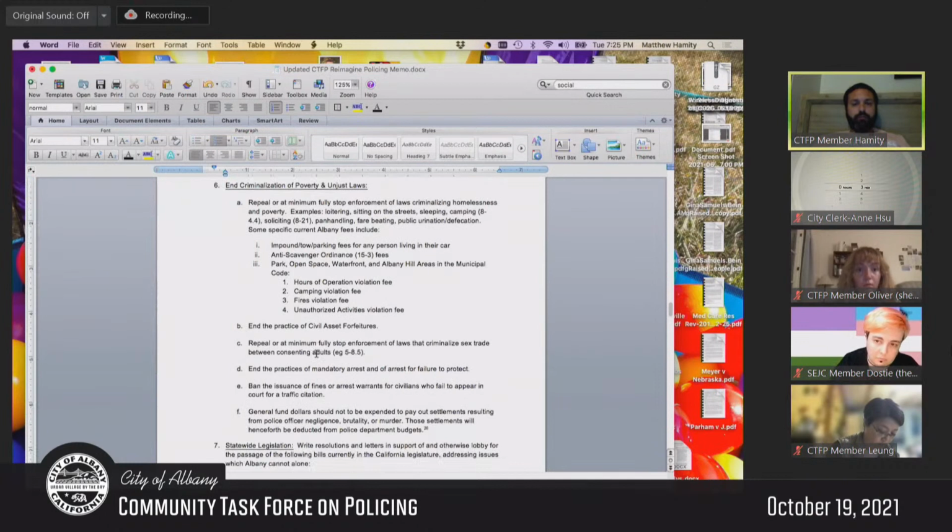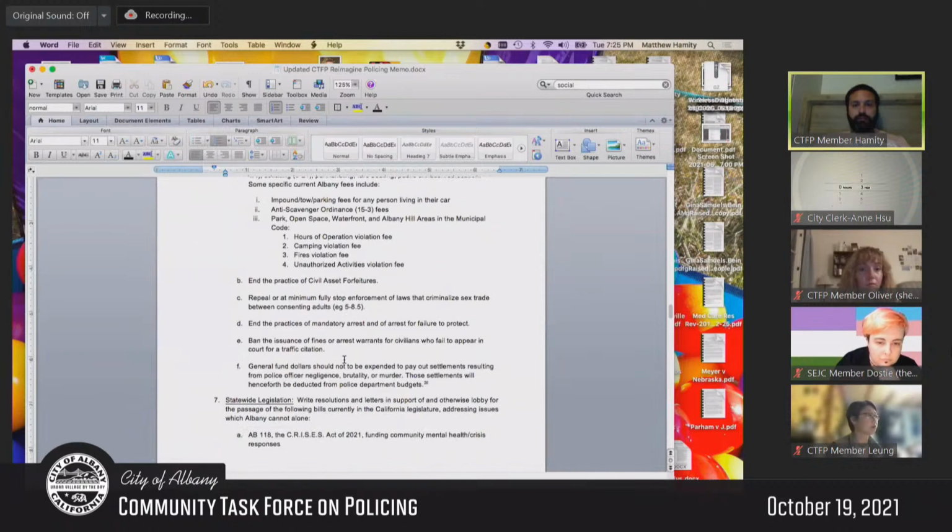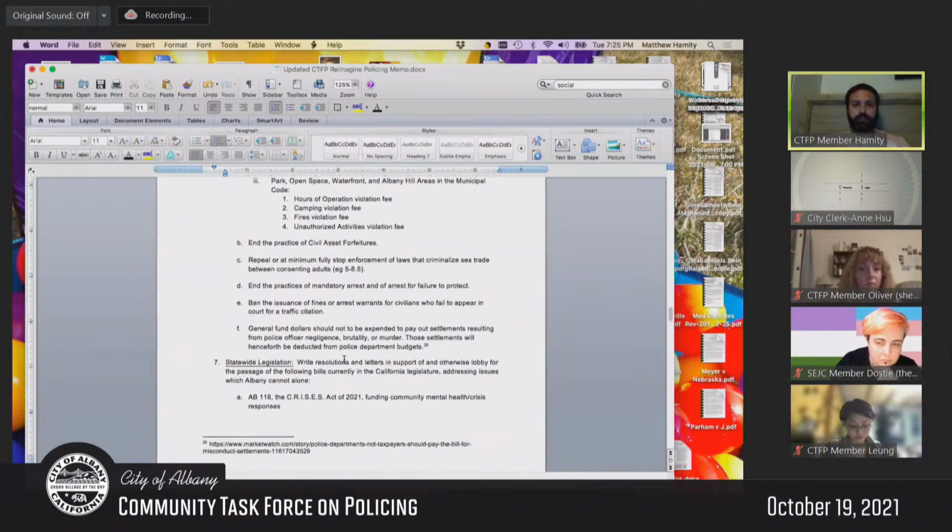Albany, like most cities in this country, has a problem with criminalizing poverty and some other unjust laws. So we are also calling for the repeal, or at least we want to cease enforcement, of those laws that criminalize homelessness and poverty, such as loitering, camping, soliciting, and there's a whole bunch of them, unfortunately. We also want to end the practice of civil asset forfeitures. It also talks about repealing or stopping the enforcement of laws that criminalize the sex trade between consenting adults.